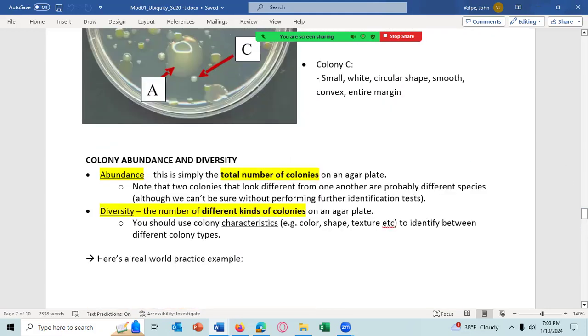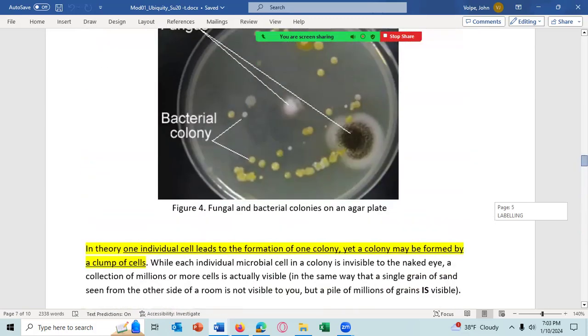So the abundance is the total number of colonies. The diversity is the number of different kinds of colonies. And to get the diversity, you look at the colony characteristics, like the color, the shape, the texture, to identify the different colony types. Let's come up to one that's easy.